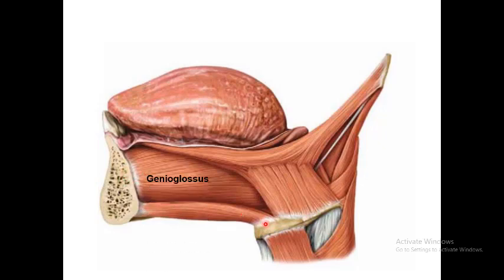From the hyoid bone, we have another muscle called the hyoglossus. From this bony projection from the skull, called the styloid process, we have the styloglossus. So we have genioglossus, hyoglossus, and styloglossus. Let's try to understand the action of each one. The hyoglossus will move the tongue downward, very clear. The styloglossus will move the tongue upward and backward, very clear.